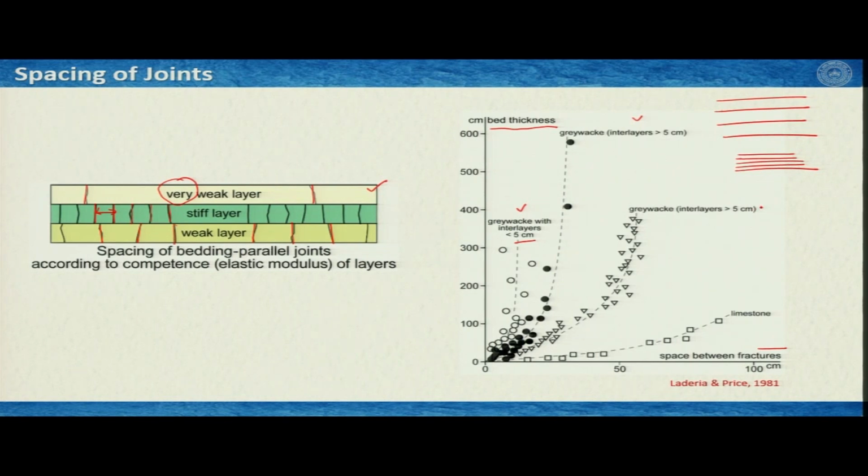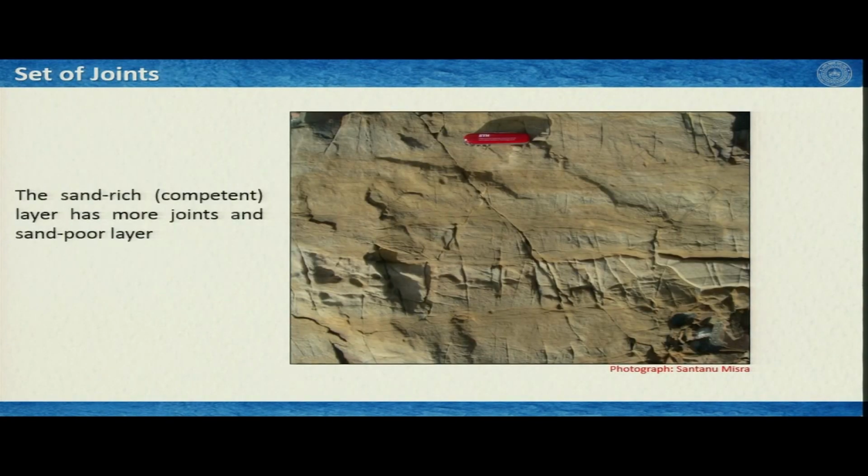And similarly, the greywacke, if you have this way and in limestone, it varies in different ways. These greywackes are different in terms of their grain size and so on. So, you also see that grain size also plays a role in determining the spacings between the joints or fractures in rocks. So, here is an example, a photograph.